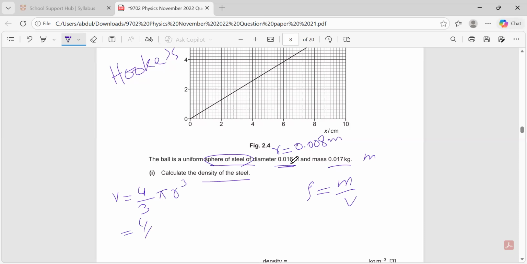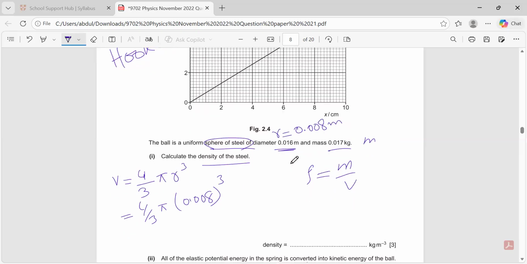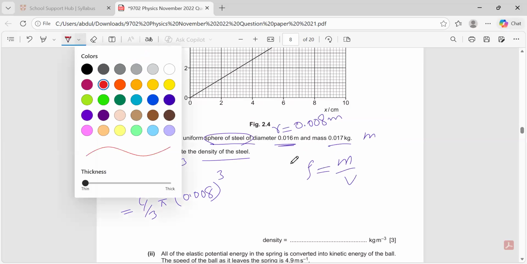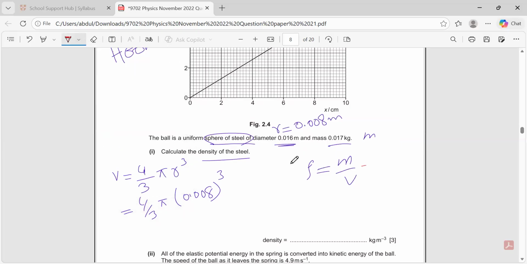So it means 4 by 3 pi and r is 0.008, and don't forget to write the cube. So my dear friends, let me place the values in the same fashion here. Mass is 0.017, that is in kilogram. Good thing is all the quantities are in system international units.